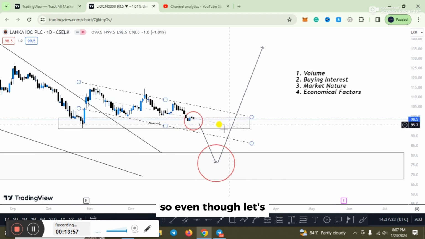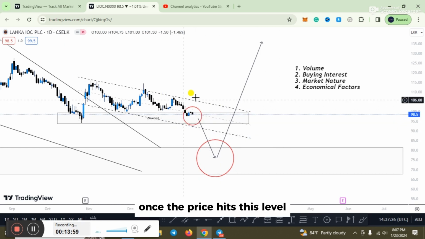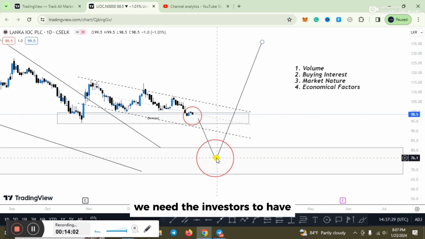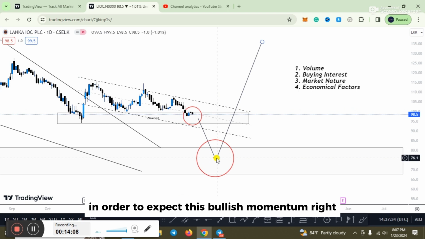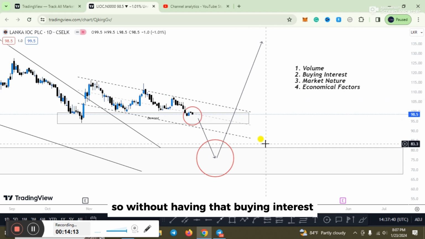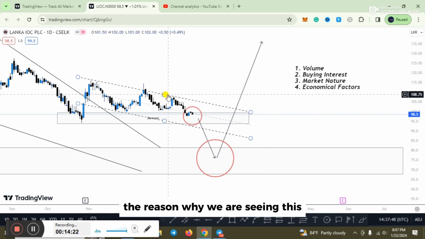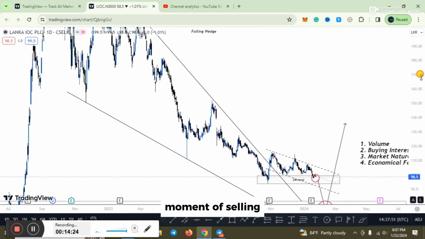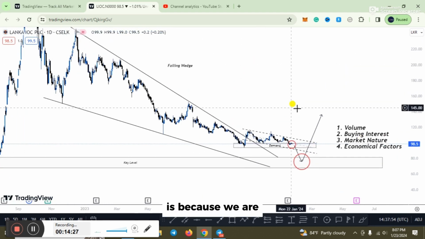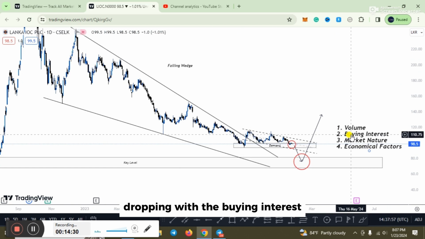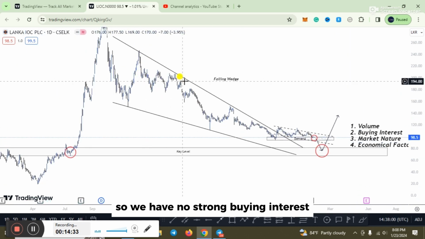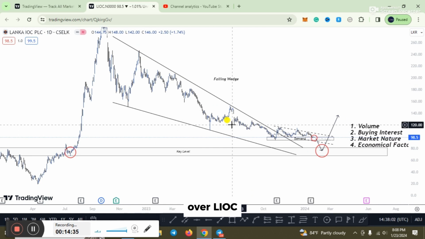So even though, let's say for example, once the price hits this level, we need the investors to have interest over the LIOC in order to expect this bullish momentum, right? Without having that buying interest for a specific counter or financial instrument, we cannot have bullish momentum. The reason why we are seeing this selling is because we are dropping with the buying interest. So we have no strong buying interest over LIOC.